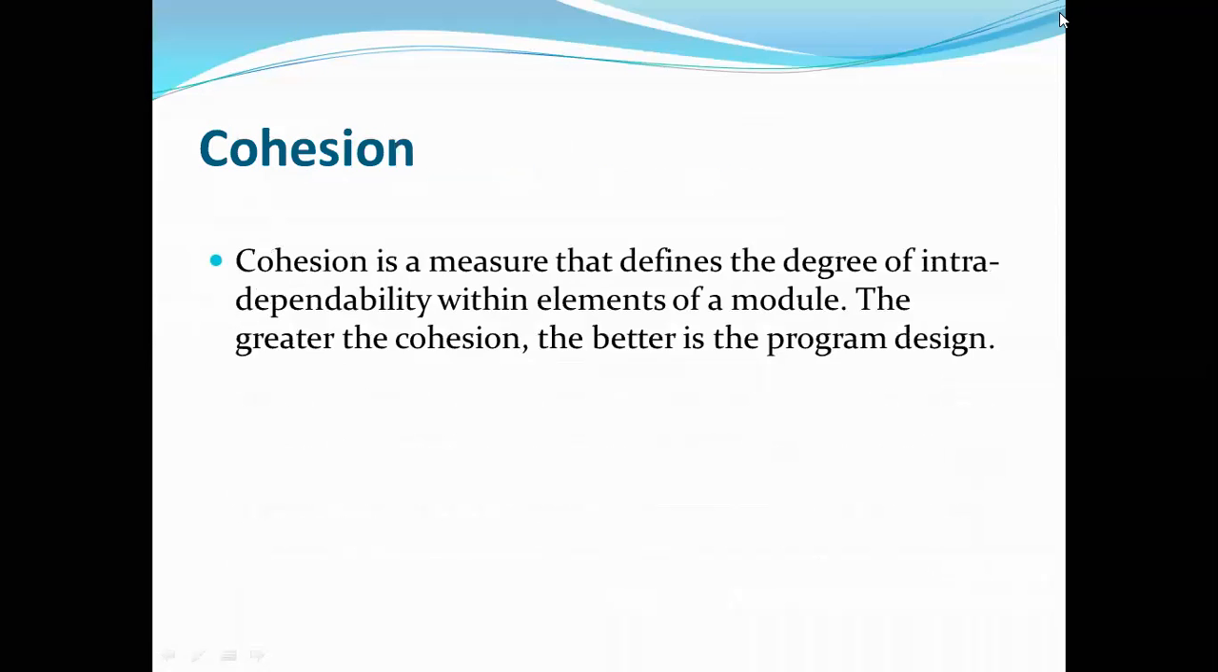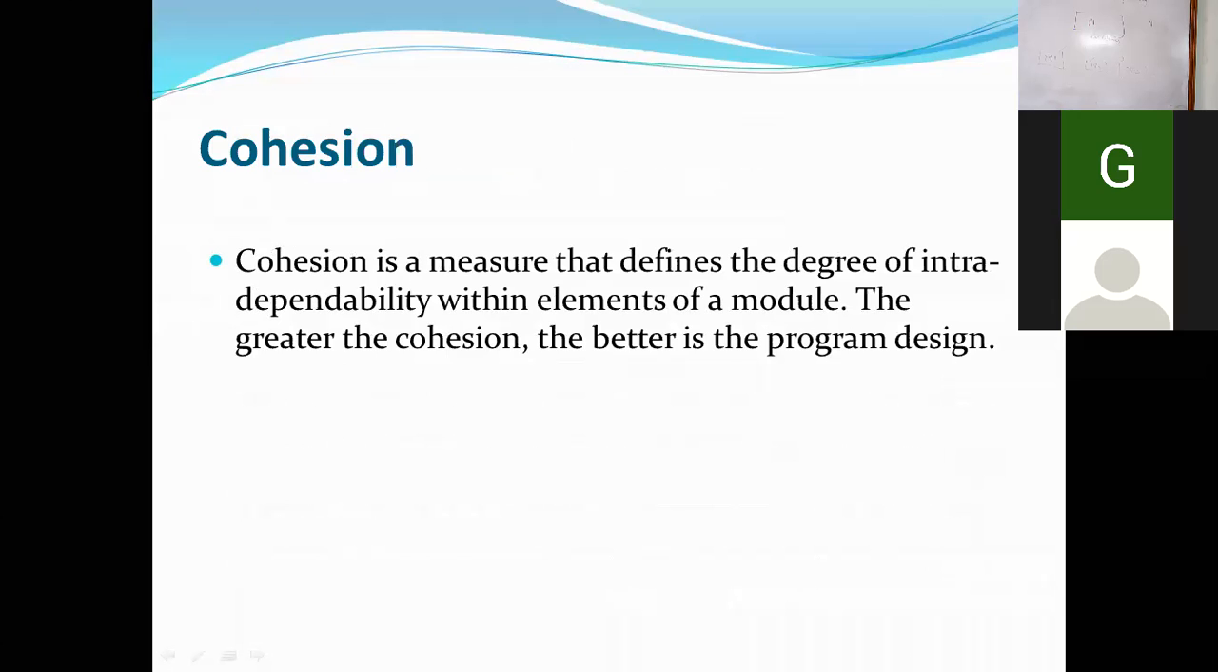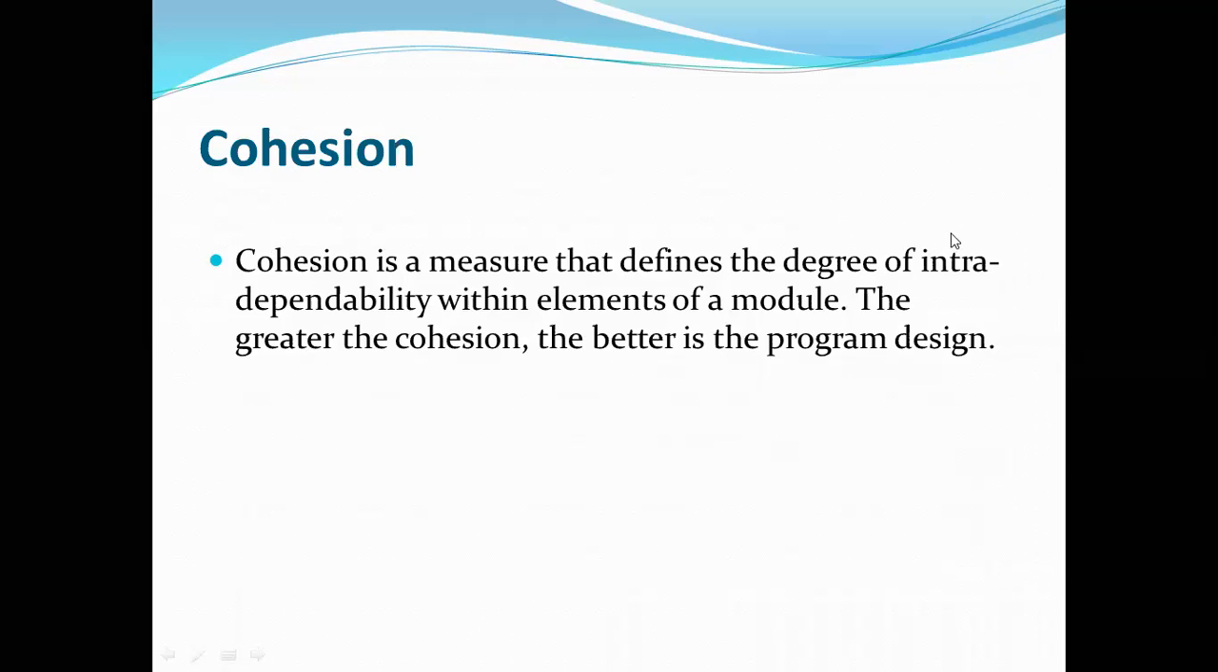What is cohesion? Cohesion is a measure used to measure the degree of interdependability within the elements of a module. So in the case of cohesion, what does this mean? It means the degree of interdependability within the elements of a module.